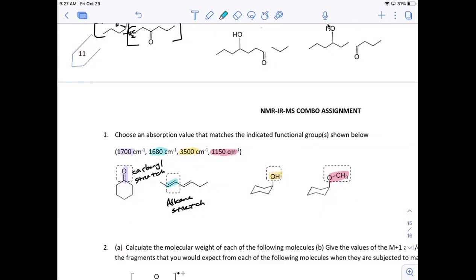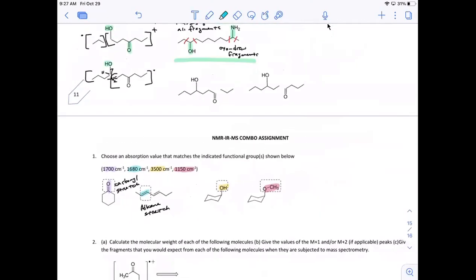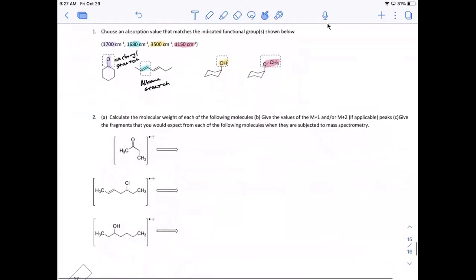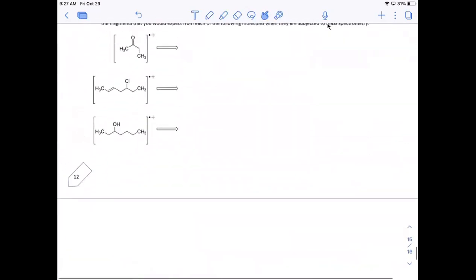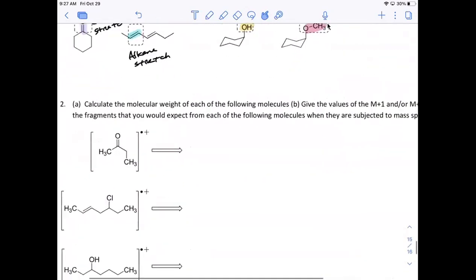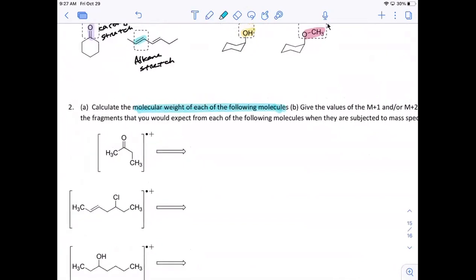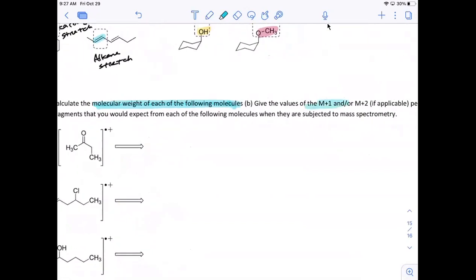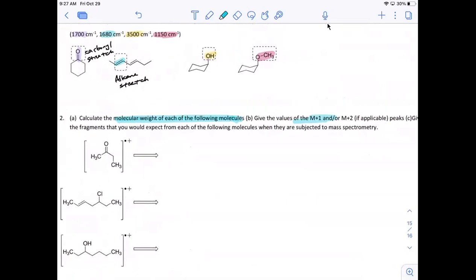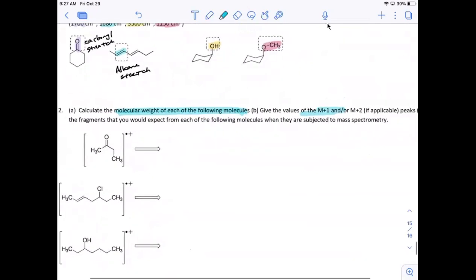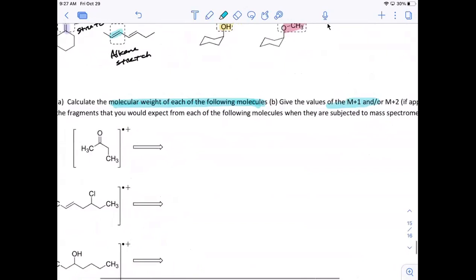All right, let's go to the second question. It's actually the last question. It says calculate the molecular weight of each of the following molecules. So that's the first part. I'm going to break y'all out and let y'all work on this for about 10 to 15 minutes. Give the M+1 value. So you know that that is whatever the mass is, plus 1. And it says give the fragments that you would expect from each of the following molecules.